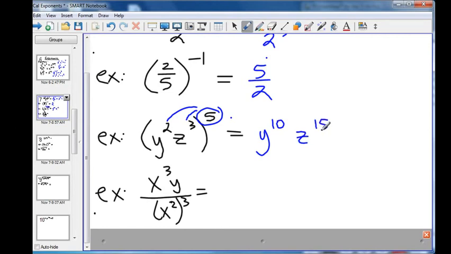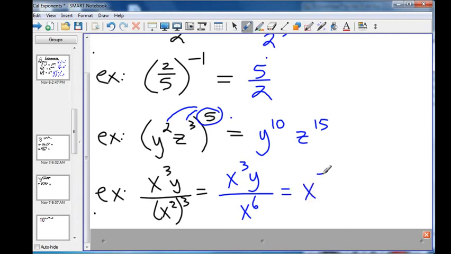Now on the bottom, this last example, we can do something in the denominator first. We do 3 times 2, which gives us x to the 6th. And then when we divide, we subtract. So 3 minus 6. We can only do this with the x's because they are the same base. We can do nothing with the y because it's the only one. 3 minus 6 gives us negative 3.